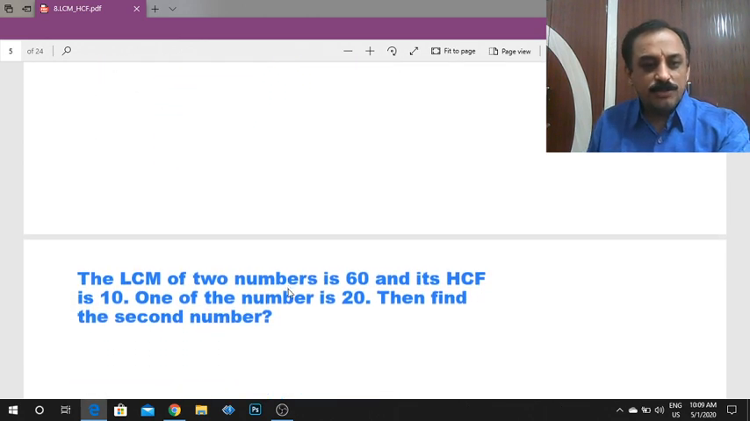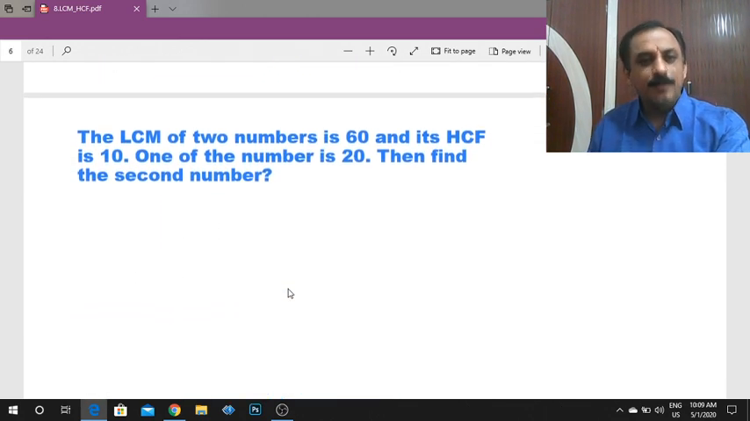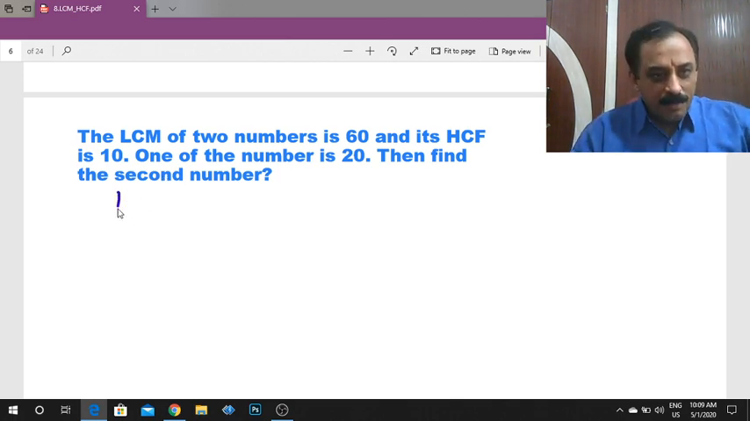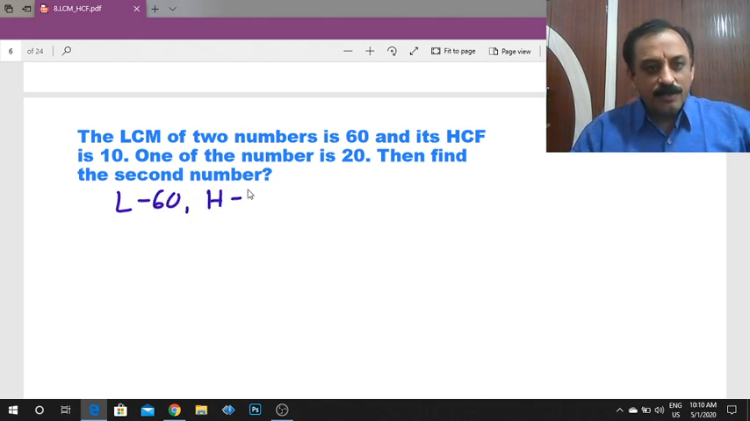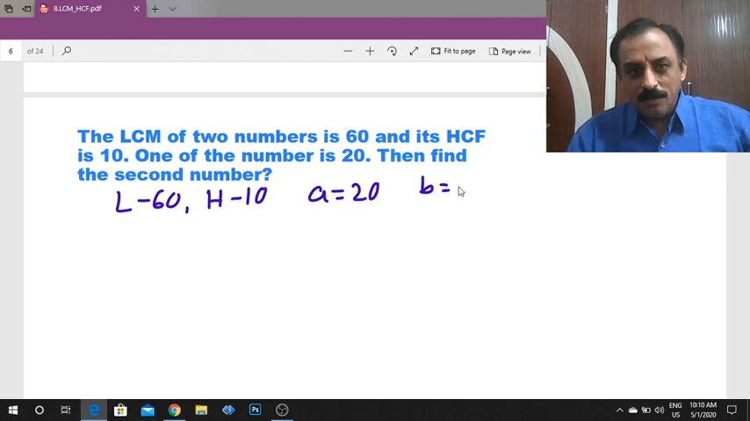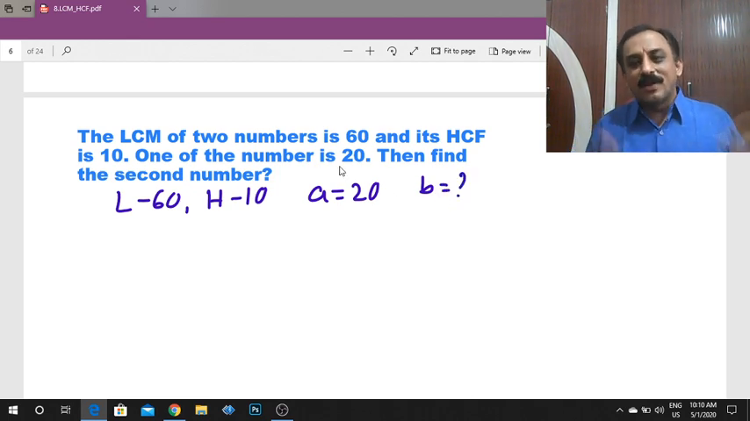Now see the first question. The LCM of two numbers is 60 and its HCF is 10. One of the numbers is 20. Let the first number be A and the second number be B. If A is 20, what is the second number?